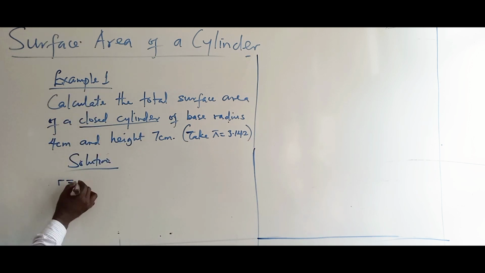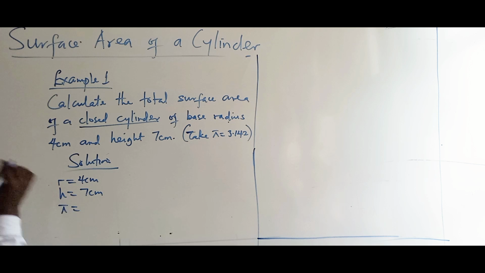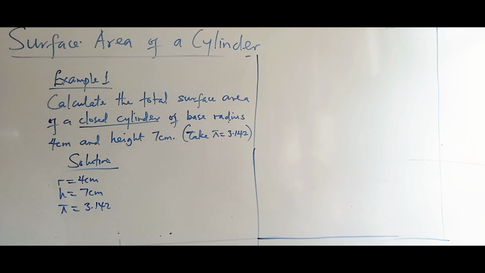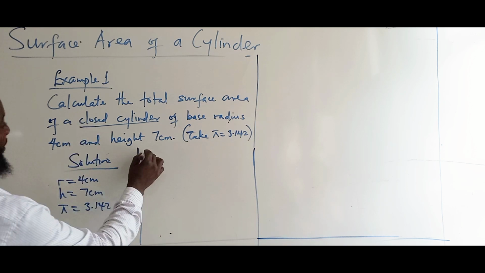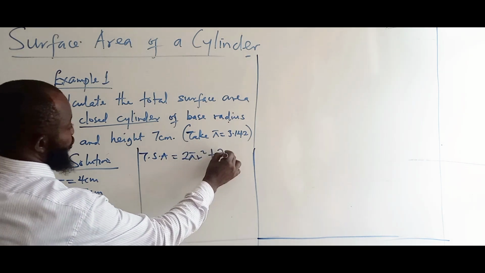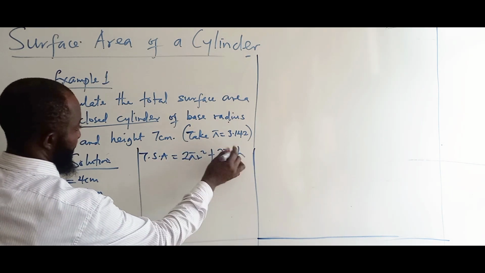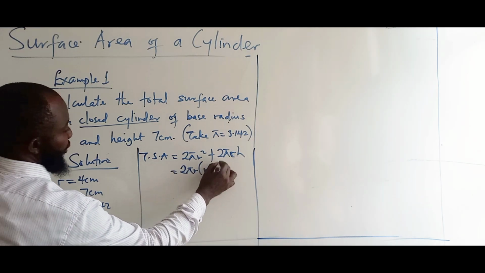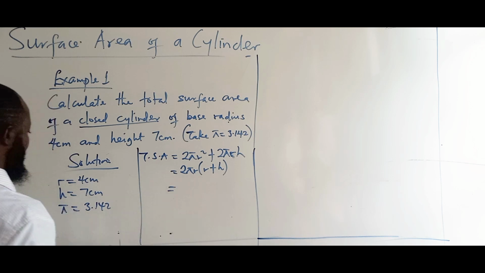So in that case, the solution to solve this, we write out the parameters. What are the parameters? Radius is 4 centimeters, and the height is 7 centimeters. The pi is 3.142. So we must make sure that anything specified for pi must be used in solving the question. So what is the formula for calculating total surface area? Total surface area equals 2 pi r squared plus 2 pi r h, which means 2 pi r into r plus what? h.